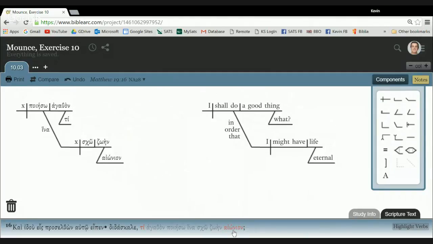In the sentence, aionion, eternal, is an adjective. We look for a noun that it's modifying: zoen. So although it looks masculine, you need to know from the dictionary entry that the form aionion can be feminine, accusative, singular, and that's exactly what it is. It's an attributive adjective, so it's eternal life, that I might have life eternal or eternal life. Any questions?